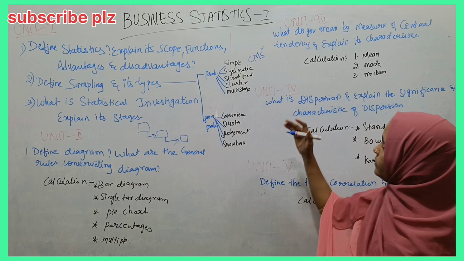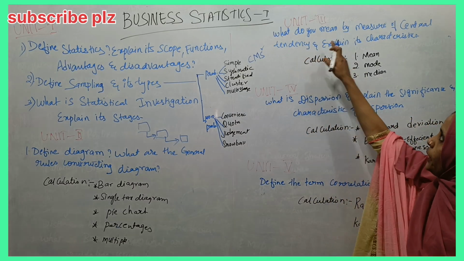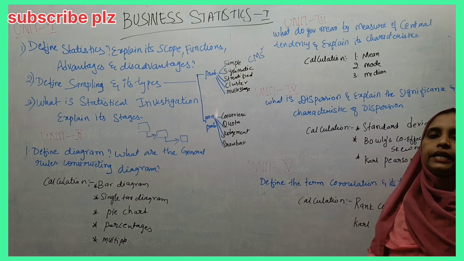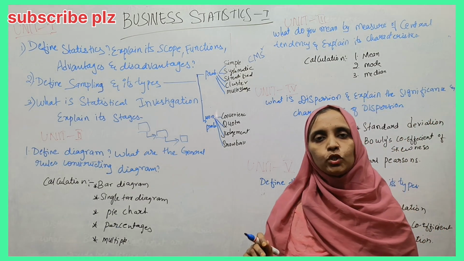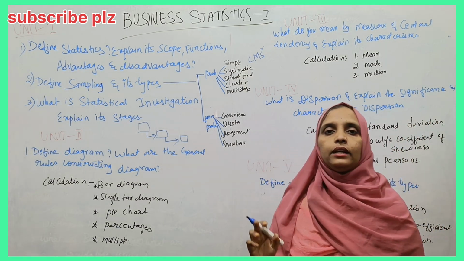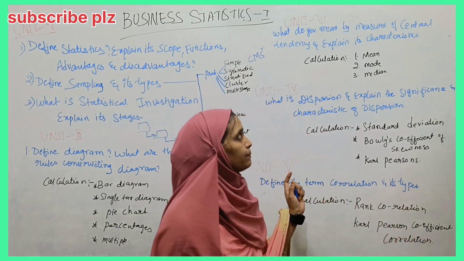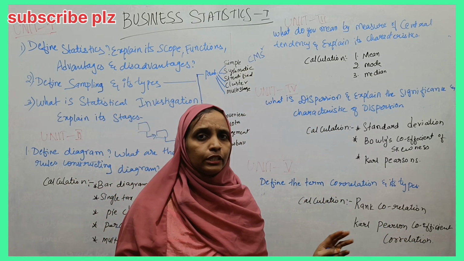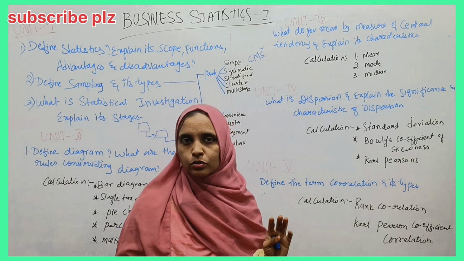Okay, come to the third unit: what do you mean by measures of central tendency, and explain its characteristics. It may be expected, but mostly they will ask practical only. From the calculation point of view, you can expect mean, mode, median. This is very important. I think you did it in your intermediate also.